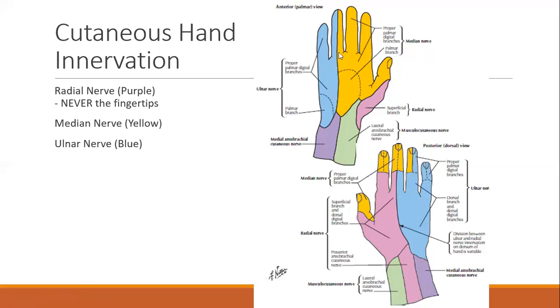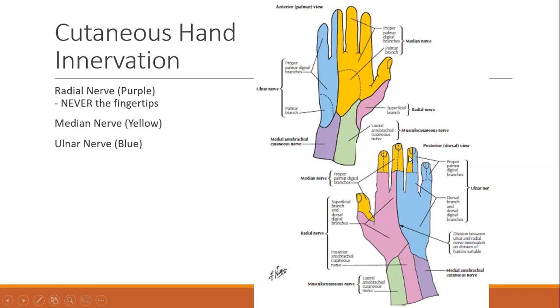So the split of the ring finger on the palm is ulnar and median. So median, ulnar. Versus the split of the ring finger on the dorsal side. Well, for the tips, it's ulnar versus median. But then if you look over here, radial nerve splits at the middle finger with ulnar nerve. So that can be a bit confusing. So just remember, for the fingertips, never radial.